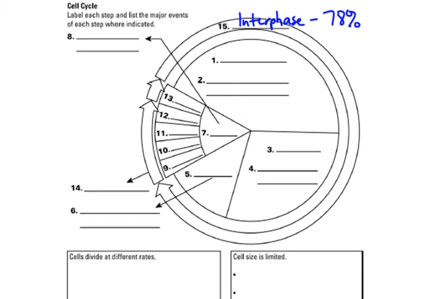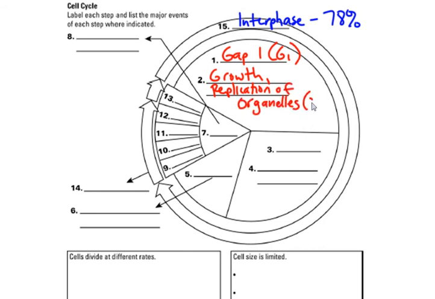The first phase in interphase is called gap 1, or simply G1. Here, we're going to see growth, and we are going to see the replication of organelles. So we're going to have twice as many. The big organelle that we're going to replicate that's going to be a big helper with the cell cycle is the centriole.